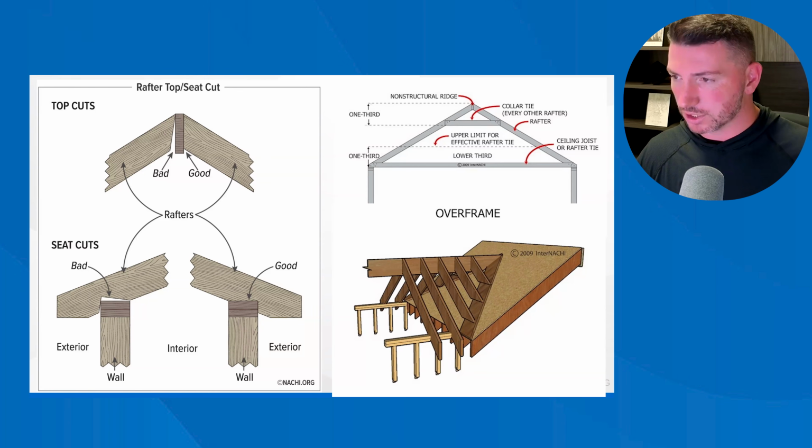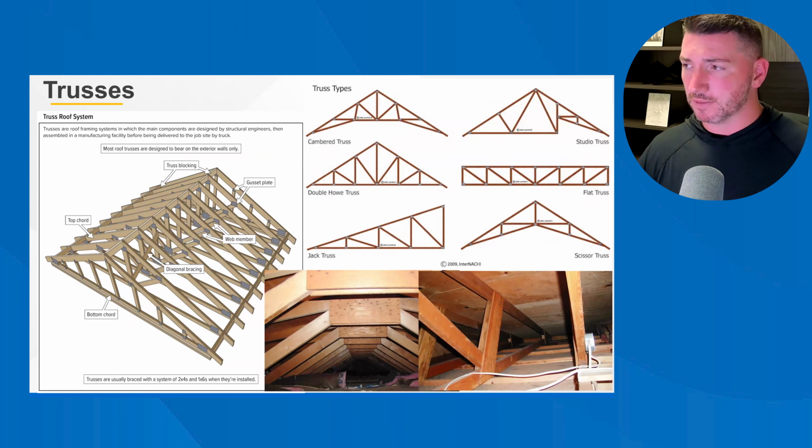We'll kind of keep moving here. So, a truss roof system, right? You can see cambered truss, double howe truss, flat truss, studio truss. A scissor truss is a pretty common one, a jack truss. These are all different truss type systems.